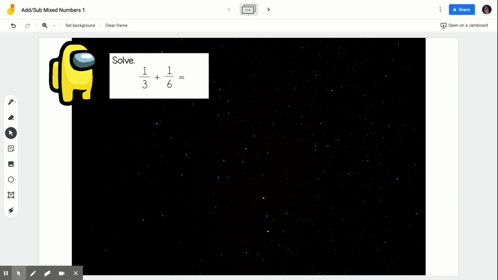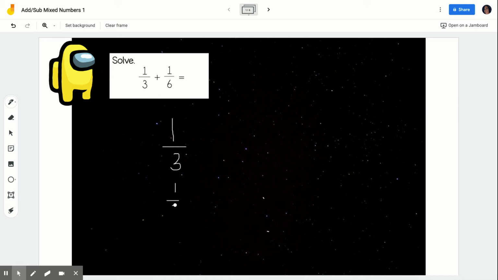Hey guys, we're going to start some mixed number work today. Not that different from adding and subtracting fractions, but let's go ahead and quickly review the steps for adding and subtracting any fractions. First, we're going to start by writing them vertically. So we have 1/3 plus 1/6.